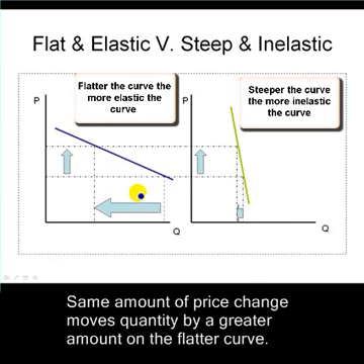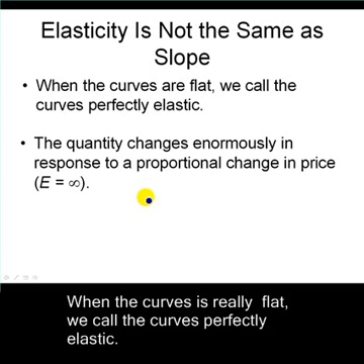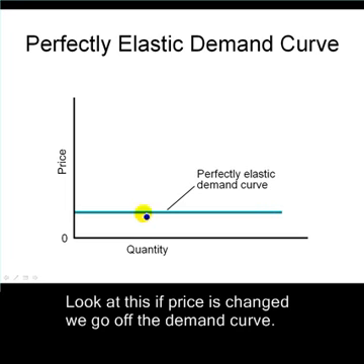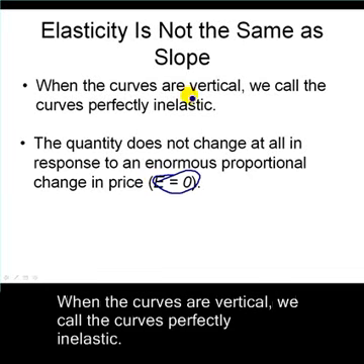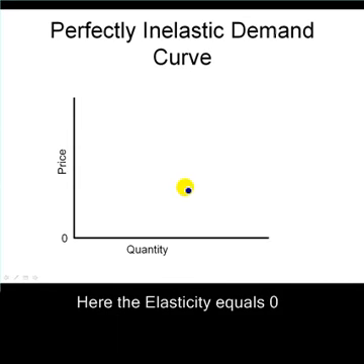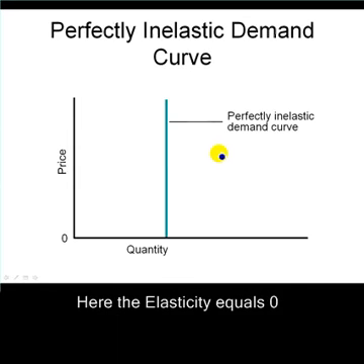If it's really flat, we call that perfectly elastic, or when the elasticity number equals infinity. Basically, if you change the price, you go off the demand curve, and thereby we say this demand curve is perfectly elastic. In the other case, when elasticity equals 0, the demand or supply curve is perfectly inelastic. It's when it's vertical, such as this curve. So this is a perfectly inelastic demand curve where the elasticity equals 0.